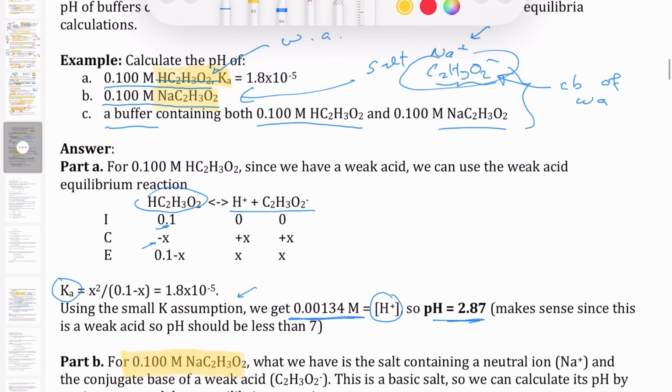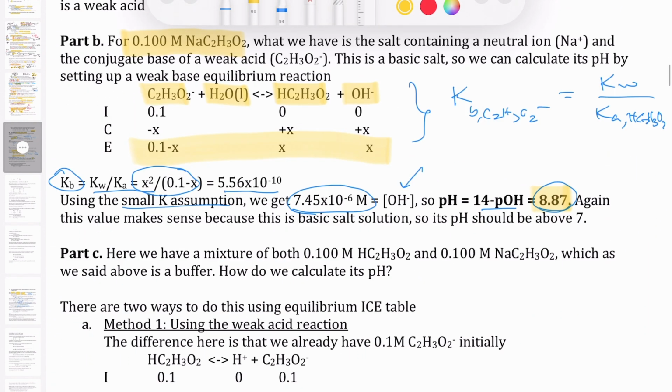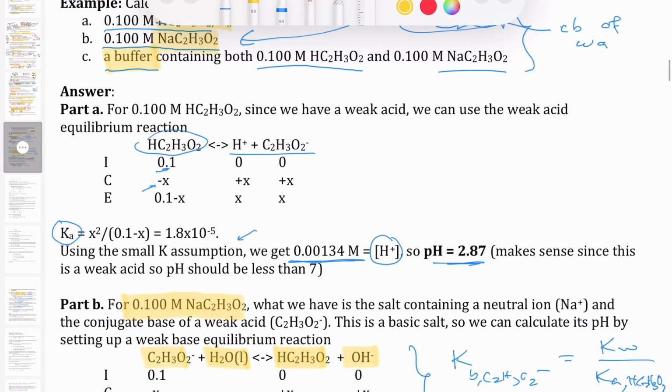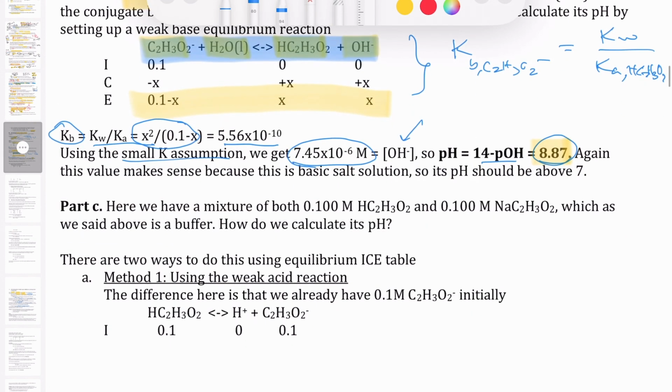Now here's the new part, perhaps the more difficult part, and that is the buffer. We mix these two things together and we're trying to figure out what our pH is. In part A, the equation we use to set up our ICE table is the weak acid dissociation. In part B, the reaction we use is the weak base reaction with water. What about in part C? Which reaction should we use?